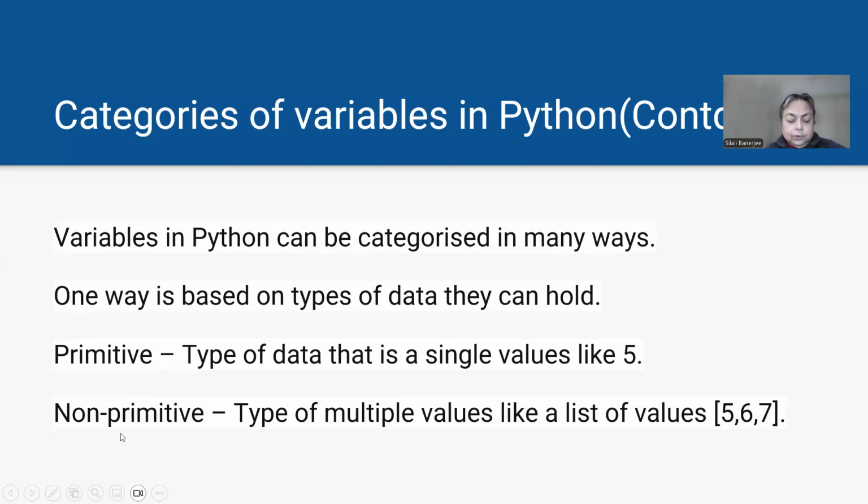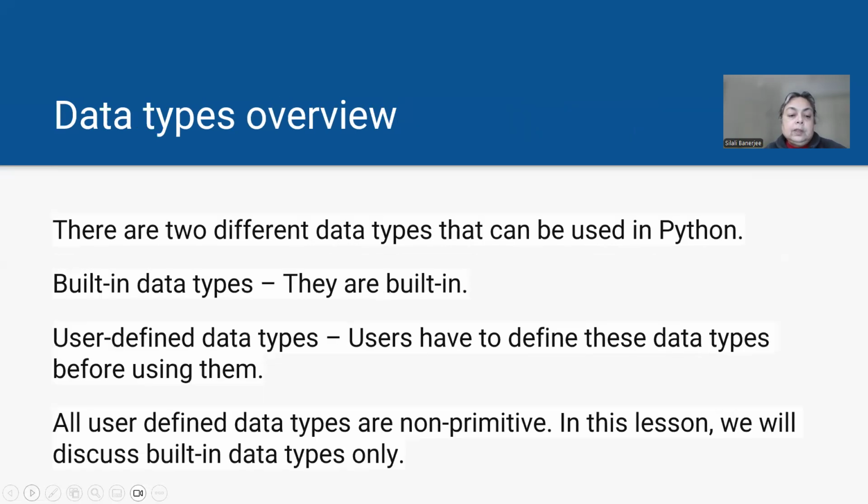So based on that, there are two kinds of variables. One is primitive, that holds a single value, and non-primitive, that holds multiple values, like a list of values. Non-primitive always have multiple values, but they need different amounts of memory and different types of memory because they may have to store the values in a certain way. We'll get into that soon.